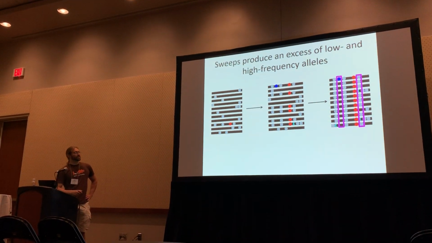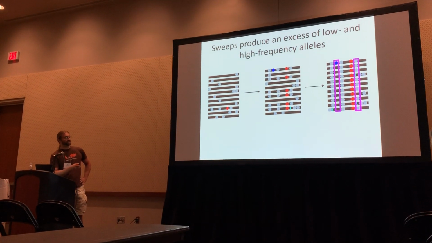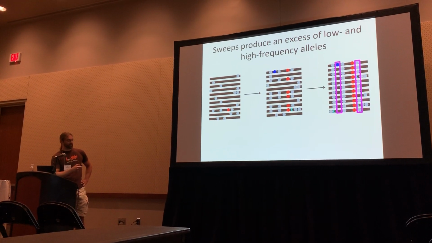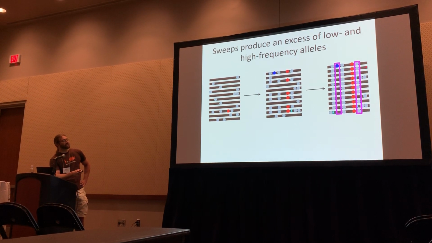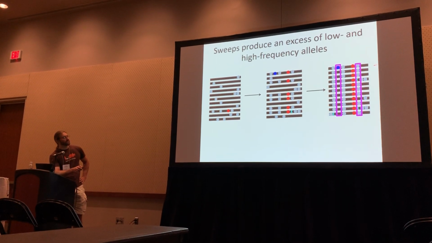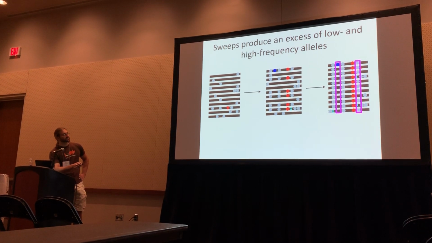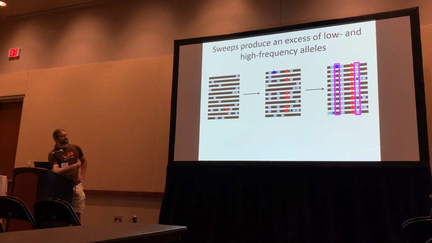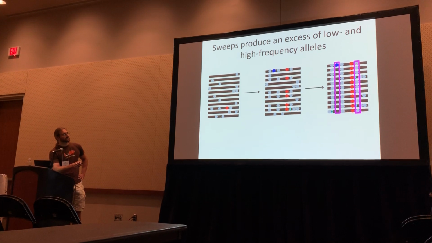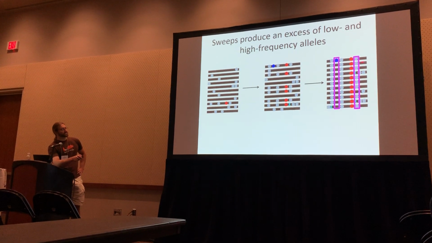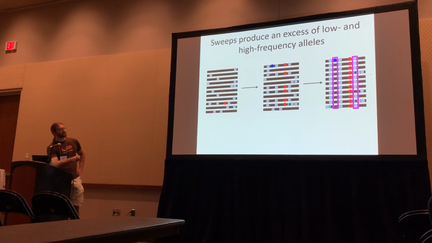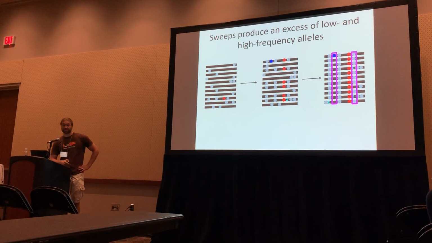But selection doesn't just affect the amount of diversity, it also skews some of the other patterns. For example, allele frequencies. If we look around a selective sweep, we'll see an excess of both low and high frequency mutations. This blue mutation here is a singleton, and this gray one is at a very high frequency, and that gray mutation reached high frequency because of recombination rescuing it from the sweep. It didn't quite make it to fixation there.